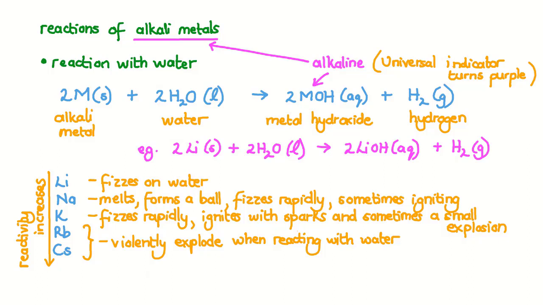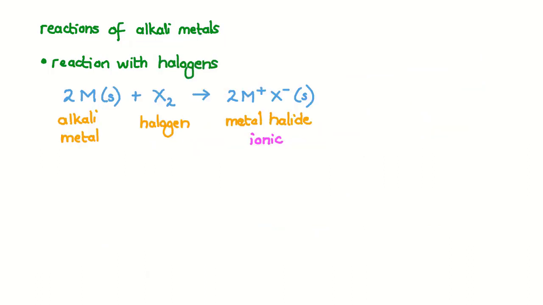Let's look at one last type of reaction, and that is with halogens. Alkali metals easily react with halogens to form metal halides whose general formula is M plus X minus. Metal halides are ionic because they are composed of ions.